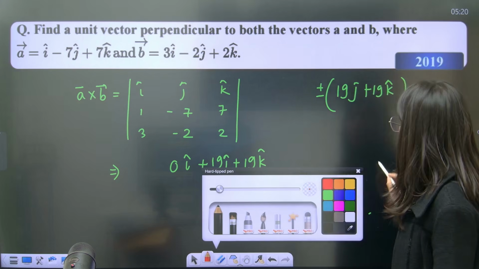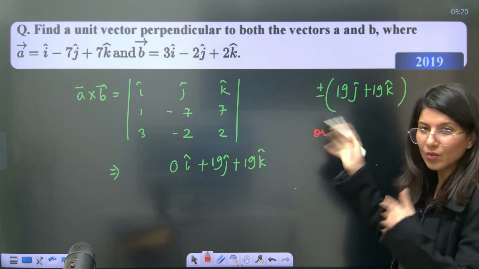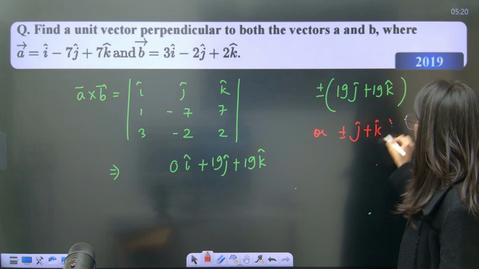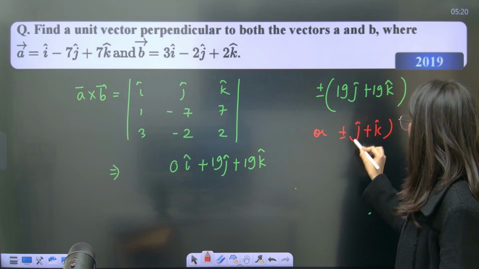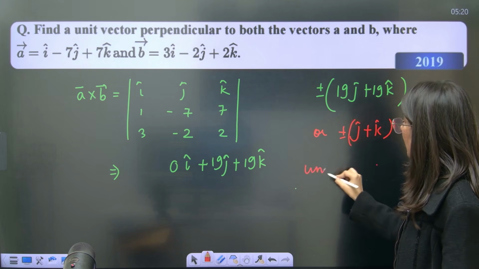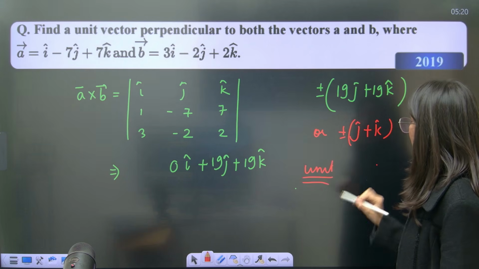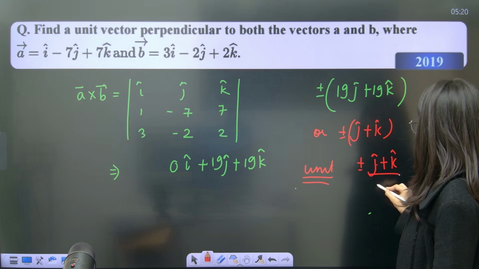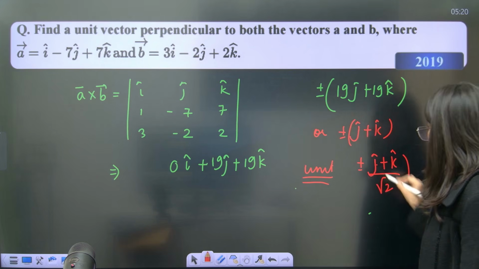So what you can do is, you can remove the 19, and plus minus j cap plus k cap is also a vector which is perpendicular to this. Now, unit vector, if you want to calculate, you have to divide by magnitude, so plus minus j cap plus k cap by square root of 2. Okay, so this is what your answer is.